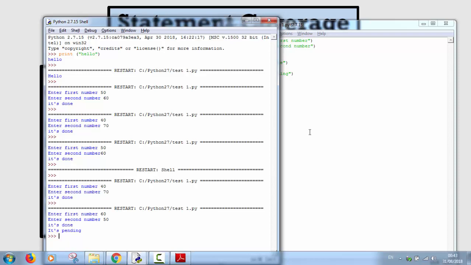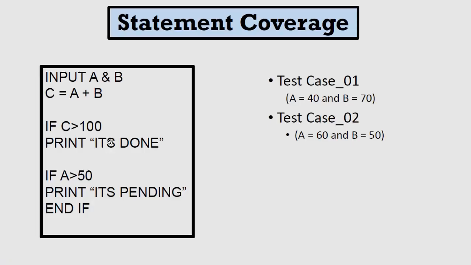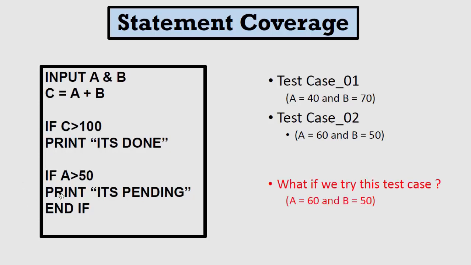Okay, the second test case executed the two statements. 60 and 50 gave us the two statements, which are print "it's done" and print "it's pending", which means that the second test case alone gave me 100% statement coverage. Using A equals 60 and B equals 50, I covered all the statements of the code. Then I don't need the first test case. Efficient test design means using the least number of test cases to achieve 100% statement coverage.